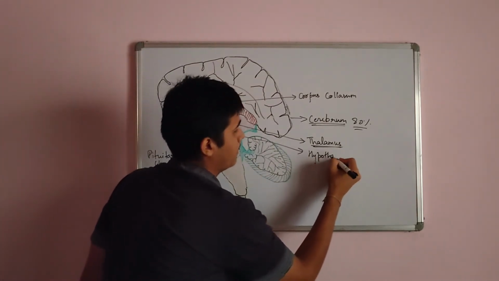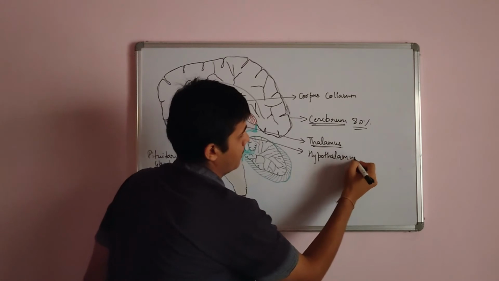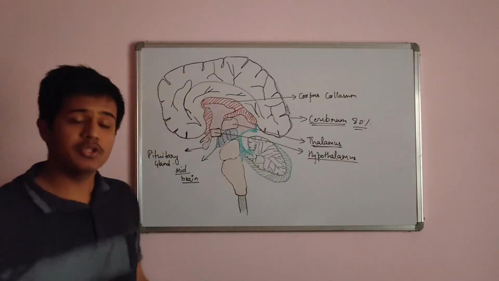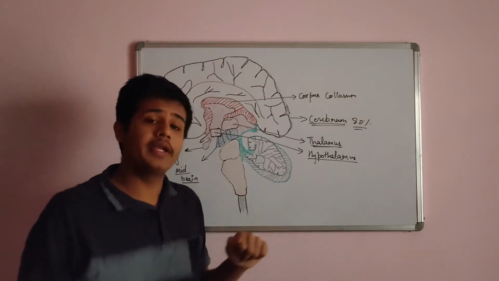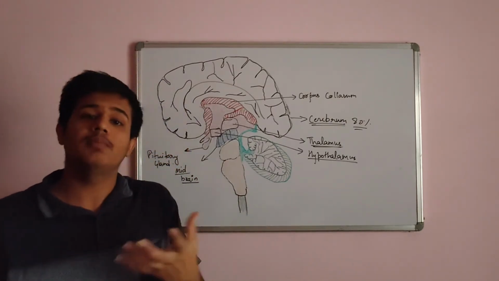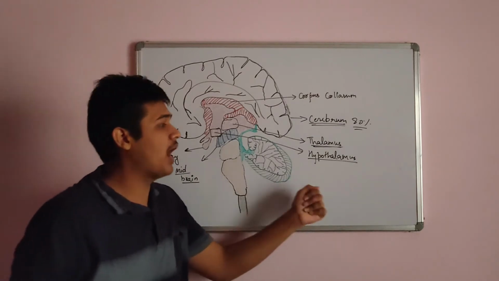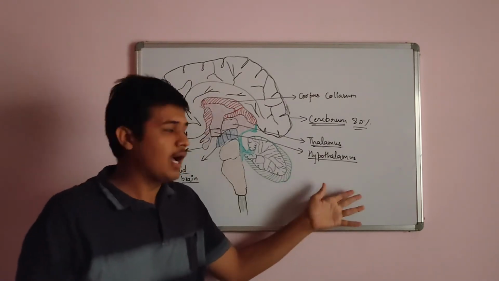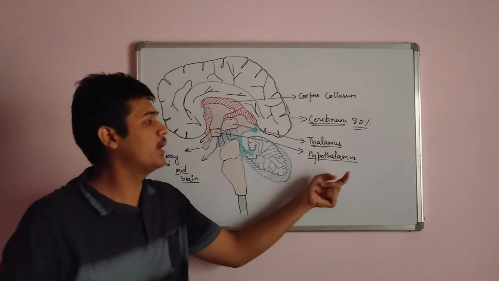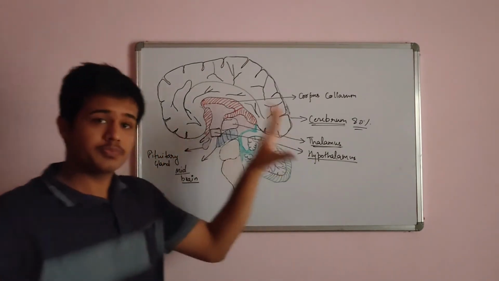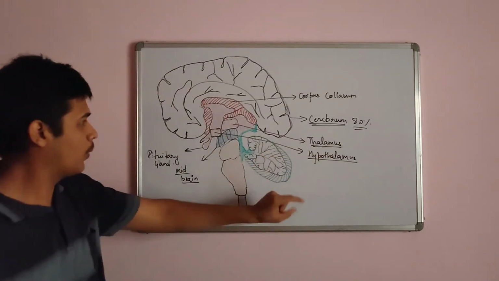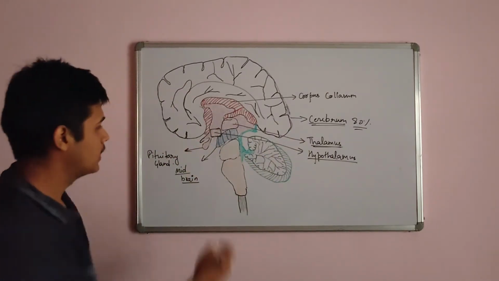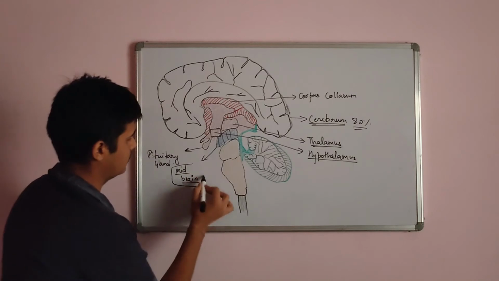Hypothalamus. This hypothalamus controls our body temperature. Along with body temperature, it also secretes some hormones. Secretion of hormones, our sleep cycle, hunger, all these things are controlled by this hypothalamus. So cerebrum, thalamus and hypothalamus. Forebrain is over.